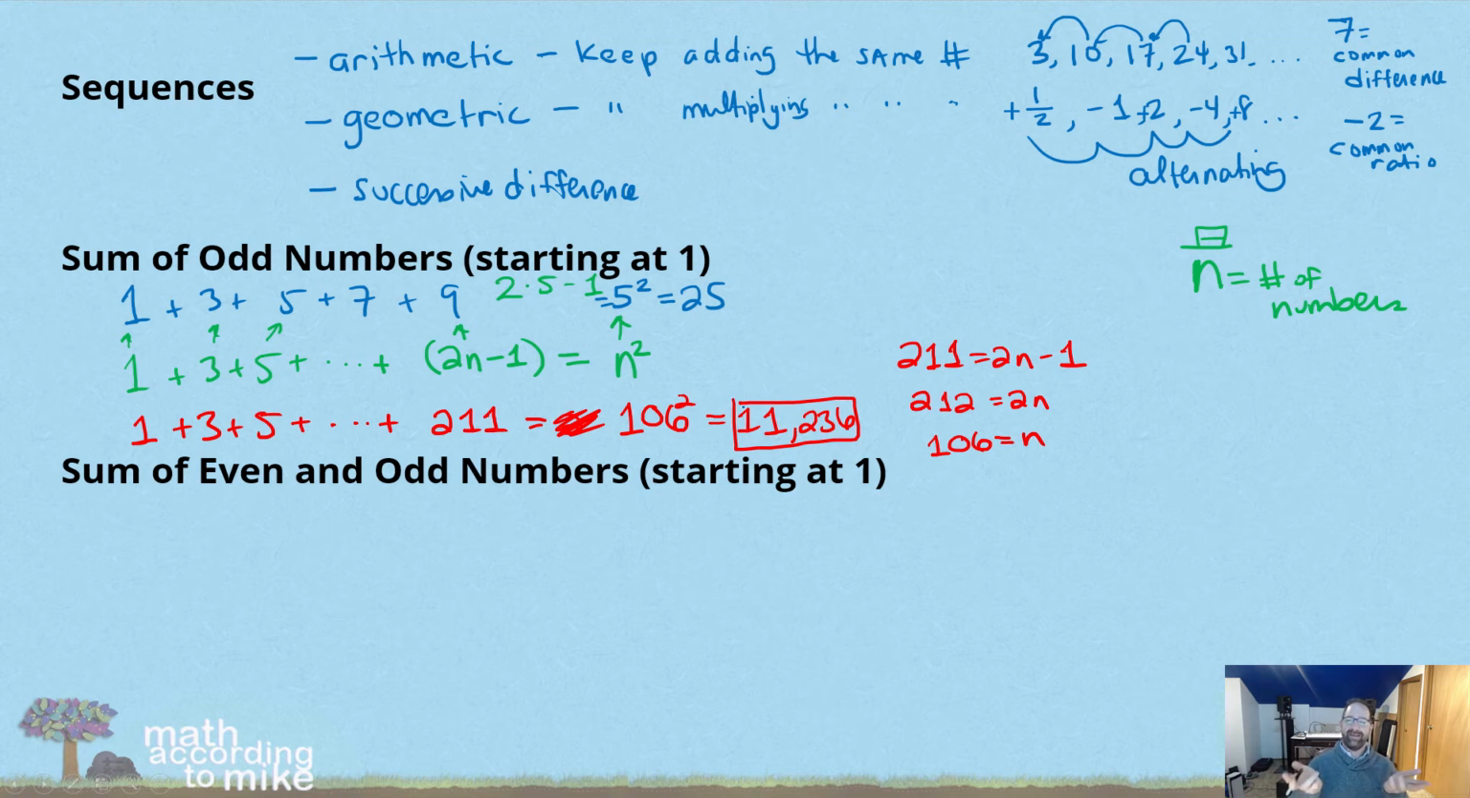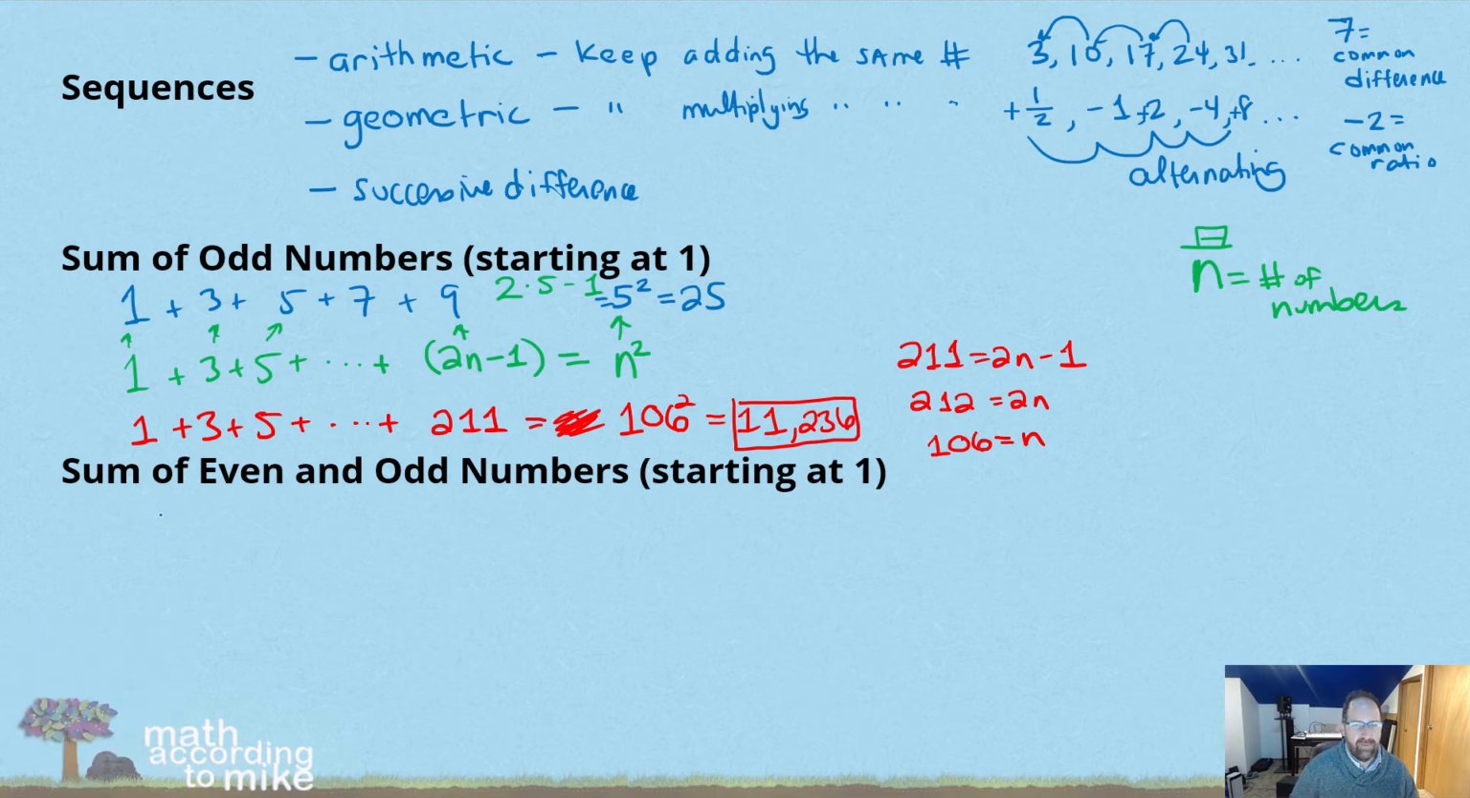So the two-step process is: figure out how many numbers you have. We had 106 odd numbers. And then the sum of those odd numbers, starting at 1 up to that odd number at the end, is that number squared, 11,236.